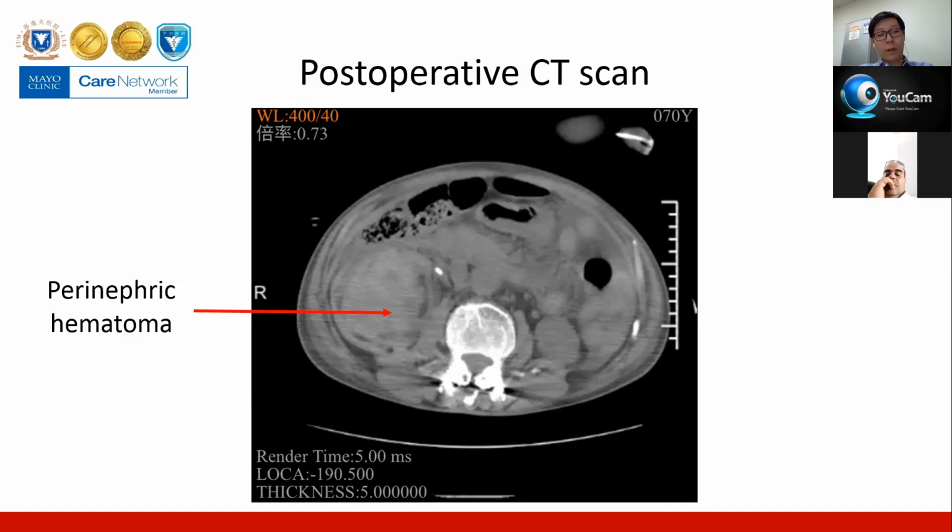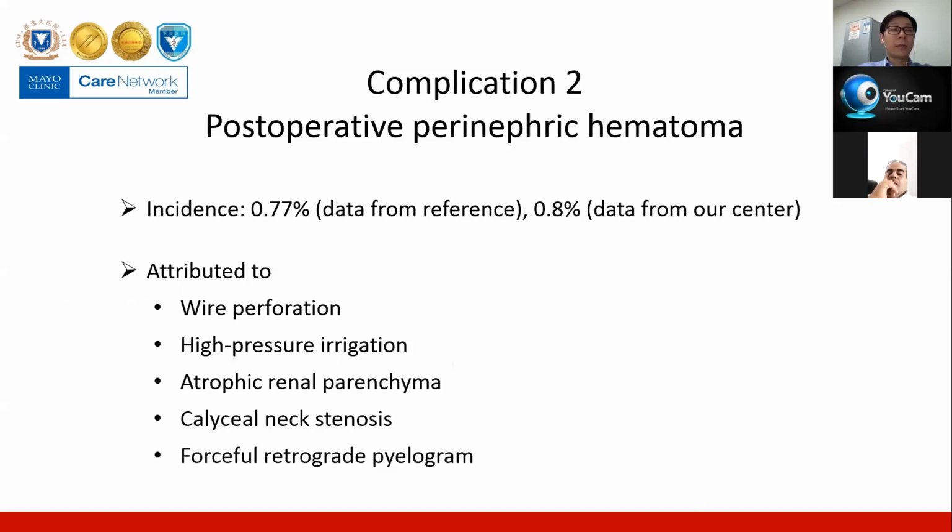So this case gives us another severe complication called post-operative perinephric hematoma. The reference reported that the incidence is 0.77%, and the rate from our center is 0.8%. Why can perforation cause perinephric hematoma? This situation is just similar to the previous case when we talked about the intraoperative hemorrhage. If the sheath penetrated the parenchyma deeply, post-operative perinephric hematoma may occur.